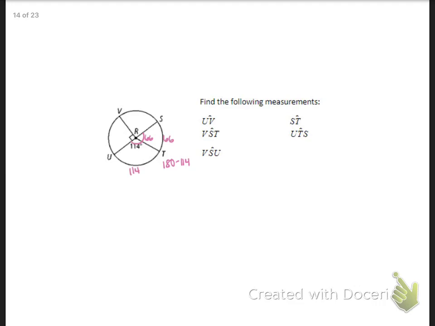So this arc is 114. That little box means 90. So if I work that, 180 minus that 90 gets me this to be 90. Now I can go through and find all my missing parts.